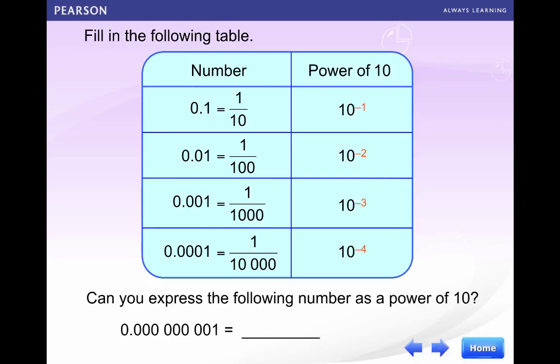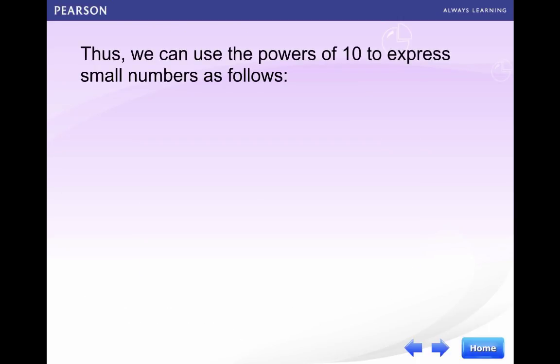So if we have this kind of number, we can also count how many zeros there are, including the first one. There are altogether 9 zeros. So this number, we can say it is 10 to the power negative 9. So we can express this small number as a power of 10.